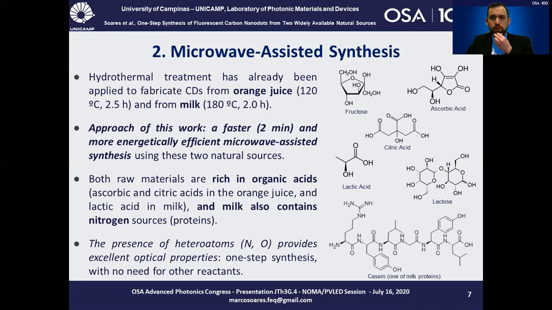The most important property that allows the synthesis is that both raw materials are rich in organic compounds, organic acids, for example, ascorbic acid and citric acid with plenty of carboxylic groups in the case of orange juice, and also fructose that provides oxygen atoms. And milk contains lactic acid and lactose that provide lots of oxygen, and also proteins, for example casein, with lots of nitrogen atoms. So the presence of the heteroatoms, nitrogen and oxygen, provides excellent optical properties. So we obtain a one-step synthesis with no need for other reactants.